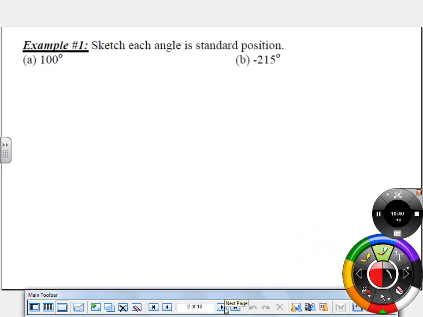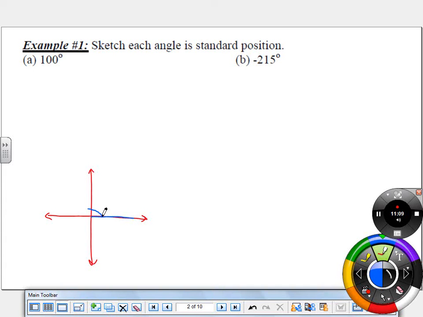All right. So go ahead and sketch an angle in standard position that meets those requirements. Make a sketch for part A and part B, for 100 degrees and for negative 215 degrees. In order to draw our angle that is 100 degrees, we have our initial side here. Then to go 100 degrees would be to go about 10 degrees past 90.